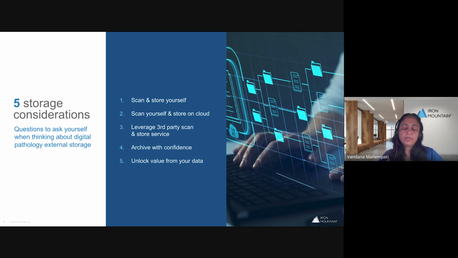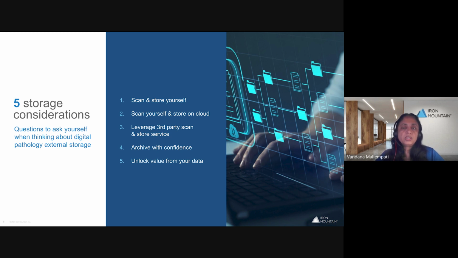So when you are contemplating digital pathology storage, there are 5 storage considerations you need to think about. We are going to look at what questions you need to think about when you are asking about or validating the external storage options, and why these questions are important.